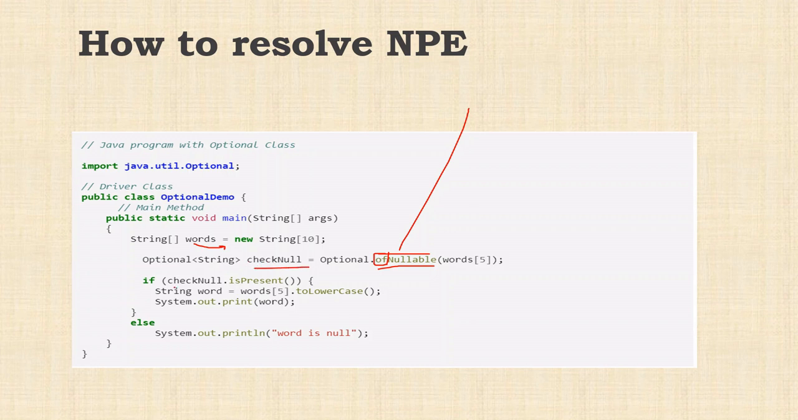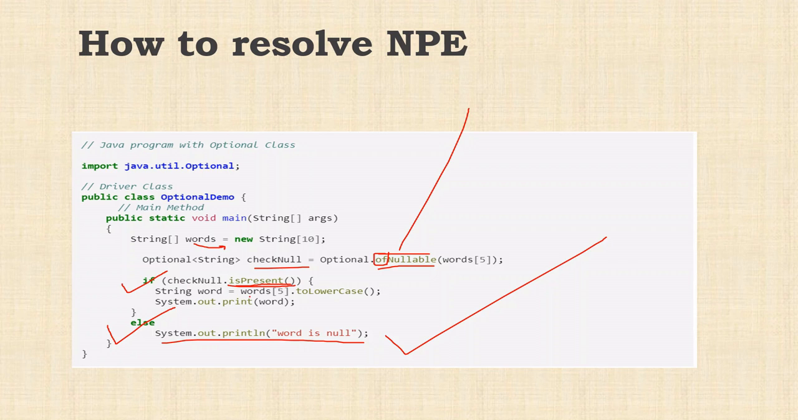Okay, we are checking null. If the null check is present, that means it will return true if the value is present, and it will return false if the value is not present. So here the value is not present, so it will execute "what is null" instead of throwing any null pointer exception. If the value is present, then the if block will be executed.